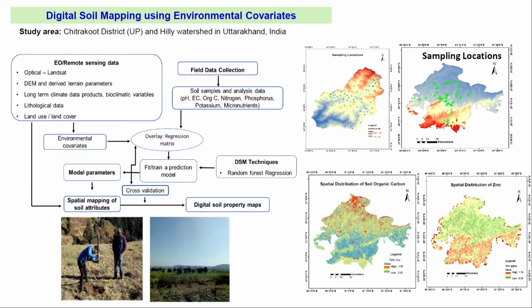Here it is shown digital soil mapping using environmental covariates. So environmental covariates we need to generate. From where have I generated environmental covariates? Satellite data, digital elevation data, climate data, land use, land cover. These I have taken as environmental covariates.